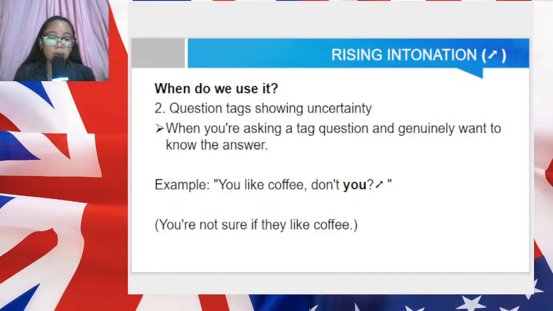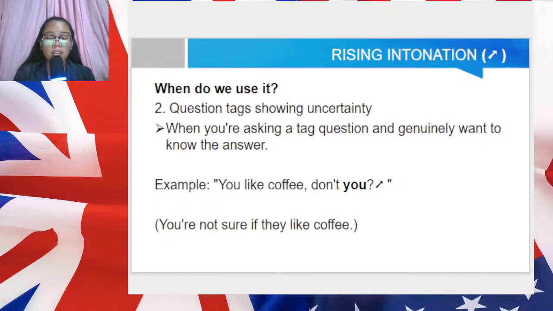So there is an actual unknown that needs to be resolved through the listener's response. The tag question in this context functions as a direct and earnest inquiry reflecting the speaker's actual state of doubt or curiosity. So the example provided precisely illustrates this. You like coffee, don't you? You like coffee, don't you? So the accompanying note clearly explains the speaker's internal state. Don't you? You are not sure if they like coffee, so you ask them. You confirm the fact that you think is true or not.